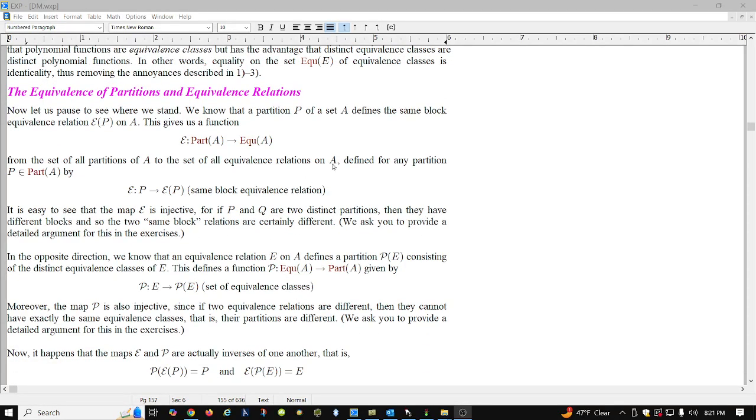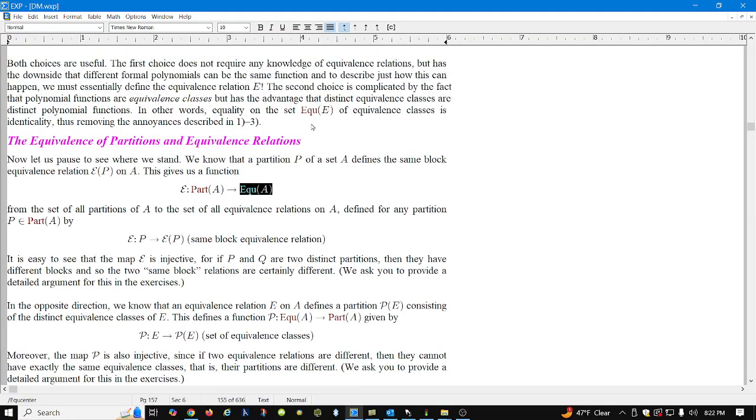Okay, one more thing, and this is also a bit abstract, takes a while to get used to. We know that a partition P of a set A defines an equivalence relation, the same block equivalence relation. That gives us a function from the set of partitions of A to the set of equivalence relations on A. And I just realized that I used the same notation up here, so I'm going to simply say the set of equivalence classes.